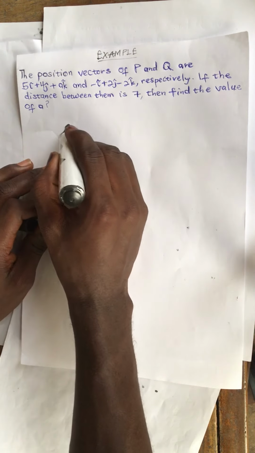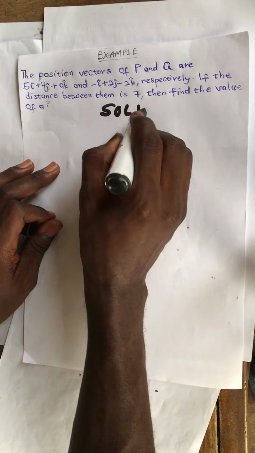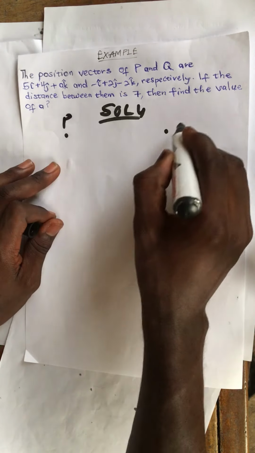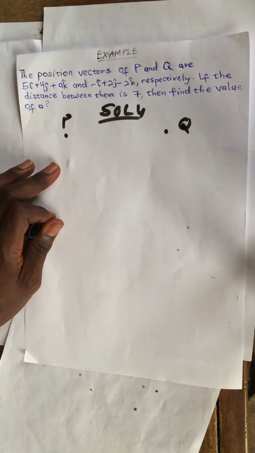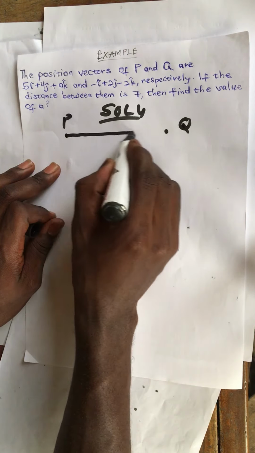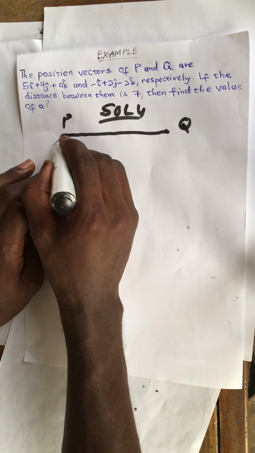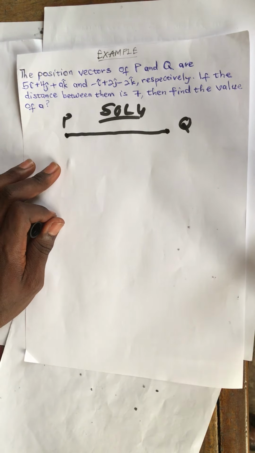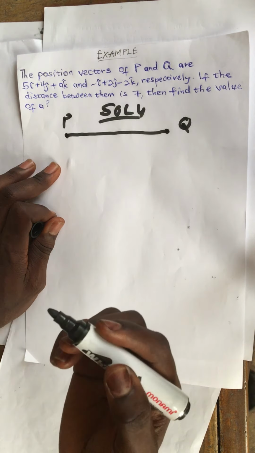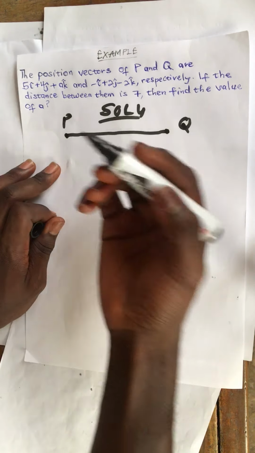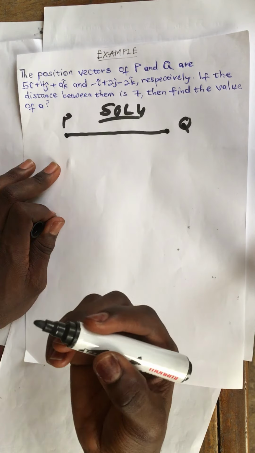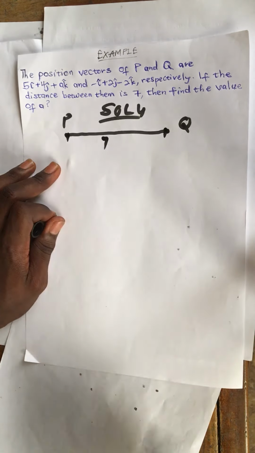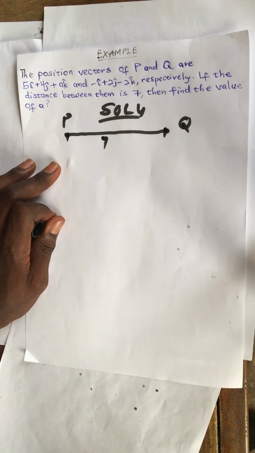So let's take this point P, and then this point Q, and join them. This is the position for P and the position for Q. Now they are telling us that the distance between them is 7. That means from here to here is 7.